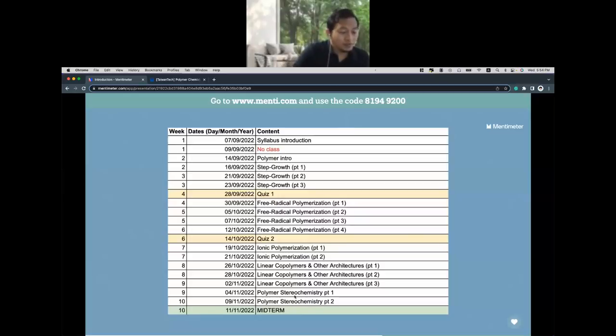And then stereochemistry. Well, the stereochemistry, maybe I will explain a little bit before we go to this step growth, or maybe around this polymer intro, maybe next week, for some little information, because I think stereochemistry is basic, right? It's basic, but why it's important to understand the stereochemistry in the polymerizations. That will be the topics actually.